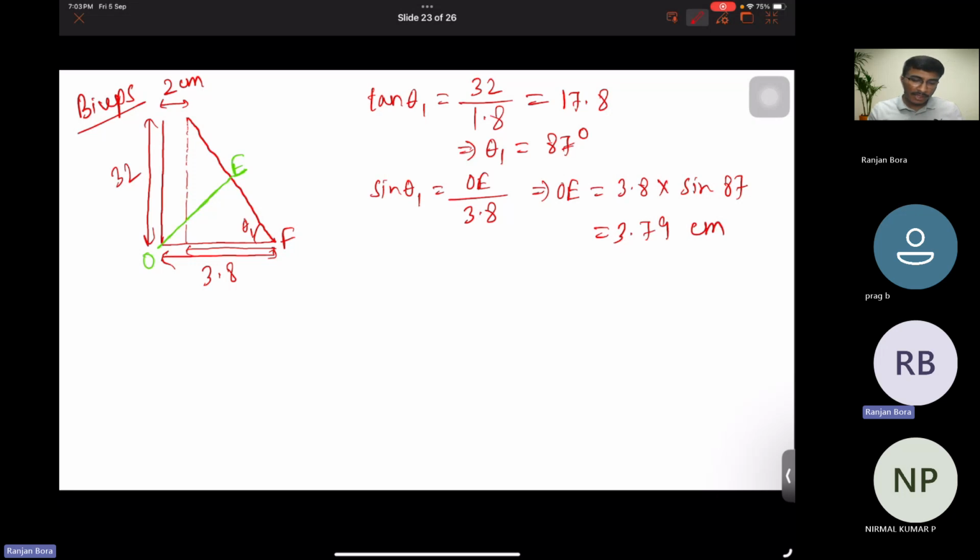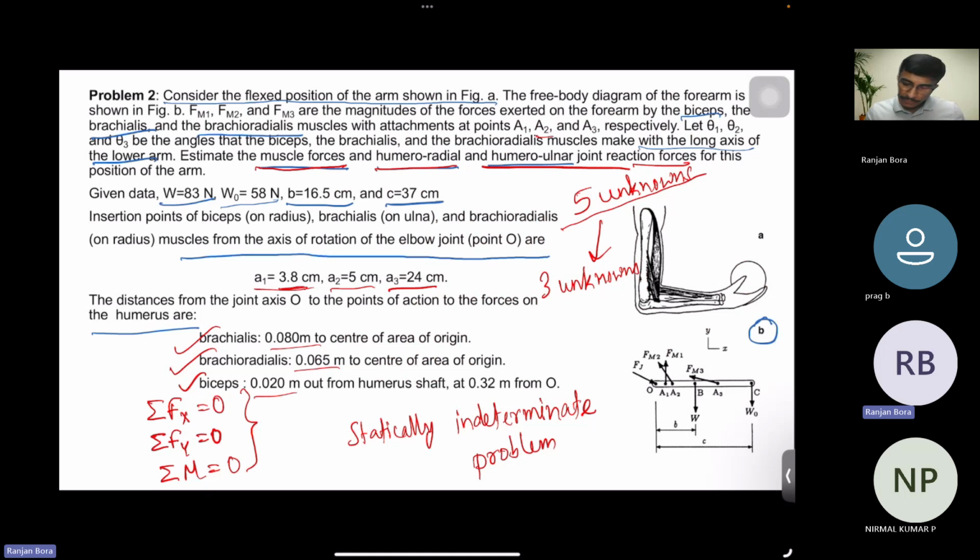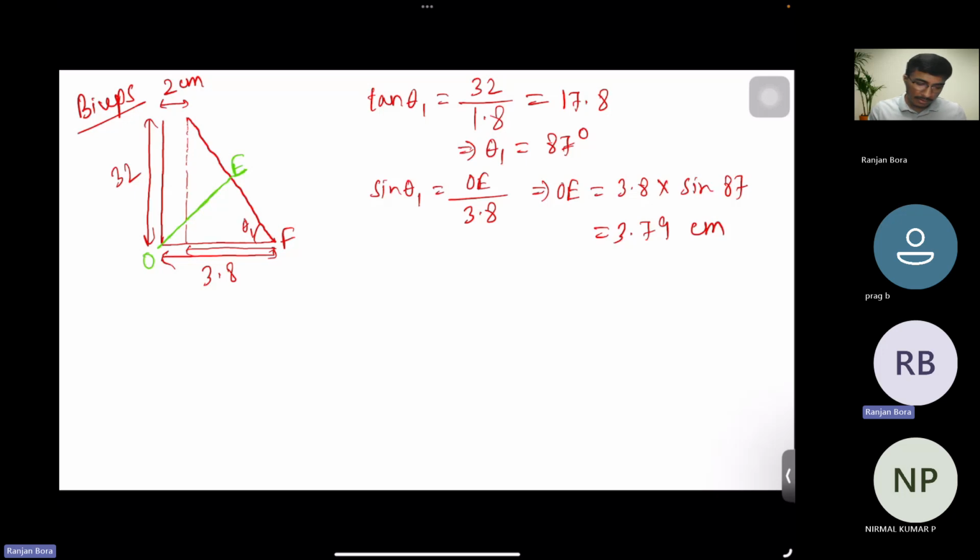So we have calculated the moment terms for all the muscles: biceps, brachialis and brachioradialis. Why are we calculating the moment term? Because to apply the moment equilibrium equation, we need to know the moment terms for each muscle to find out the moment produced by that muscle. So now we can calculate the muscle forces. From this free body diagram, we'll take the moment equilibrium about point O. So I will draw the free body diagram here.